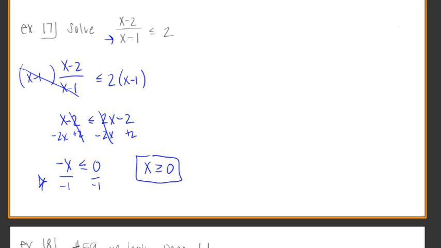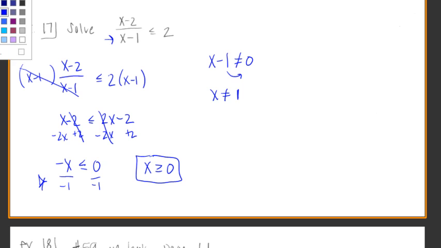However, I need to come back up into my original problem, because in the original problem I have a fraction, and that x minus 1 right there, that denominator can never equal 0, right? So when I move this 1 over, it's saying x can never equal a positive 1. So let's go to our answer that we found. Our answer we found was the fact that x could be any number larger than 0. But then we also just found that x can't be 1.